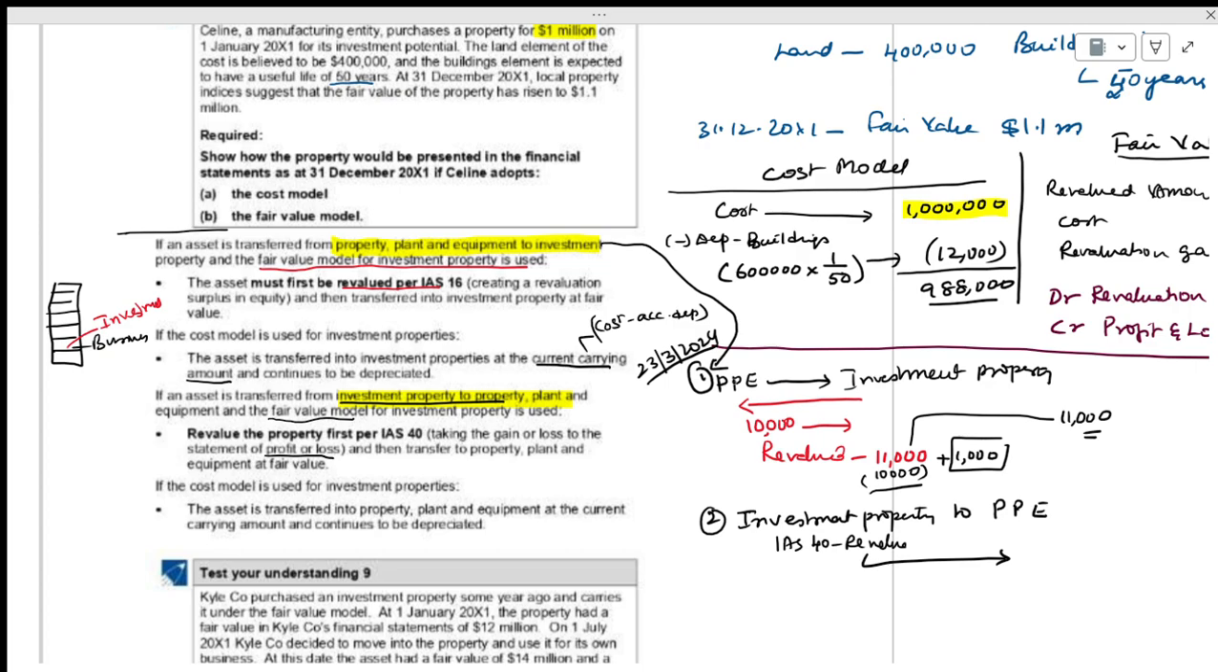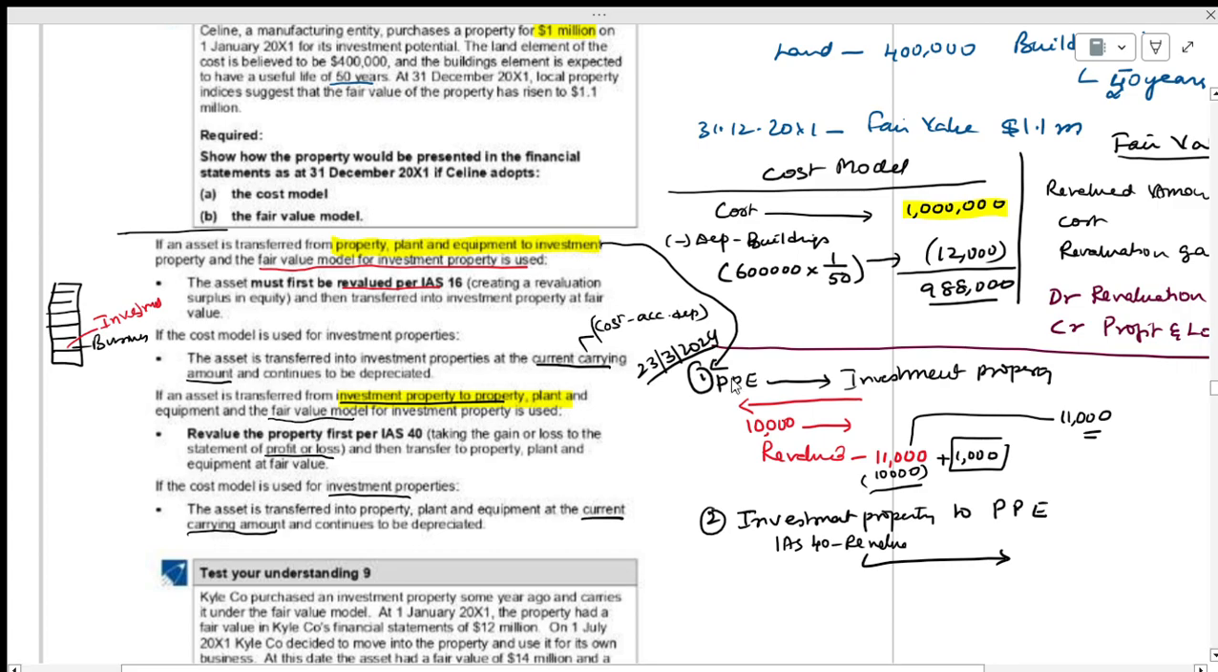If the cost model is used for investment property, the cost model is simple, we don't have anything. Of course, the fair value model is also simple. When you are transferring investment property, we will value it, and whatever the fair value is, we convert it into fair value. If the cost model is there, we simply take the current carrying amount, which is the cost minus accumulated depreciation.